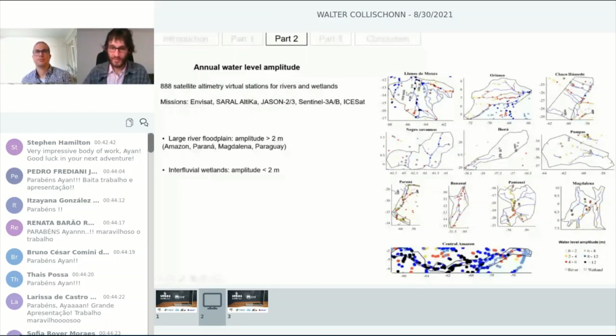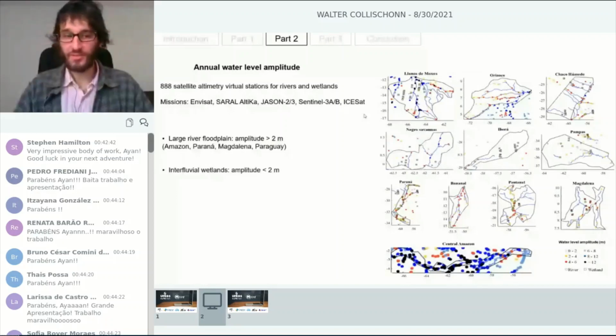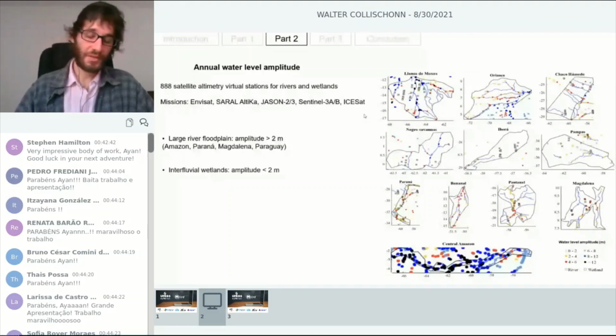And here we plot each color referring to the water level amplitude, so that gray colors indicate a very low amplitude across the year. And this is what we see again. We saw a very similar pattern for the Negro Savanna, and here we can expand the analysis for the 12 wetlands. And we see that indeed the river floodplains have a very large amplitude, like the Amazon, the Paraná rivers, the Madalena rivers, especially the Amazon River, which can have an amplitude of more than 12 meters in some parts, while the interfluvial wetlands have a much lower amplitude of less than 2 meters.